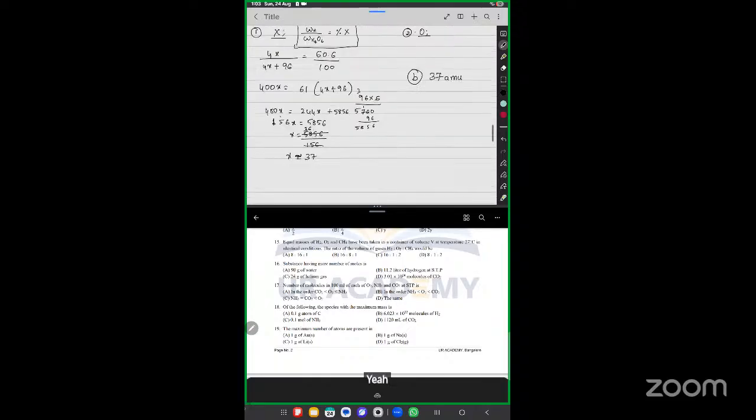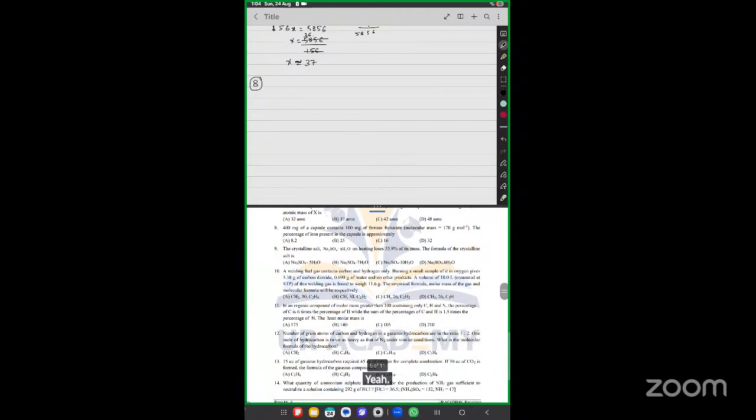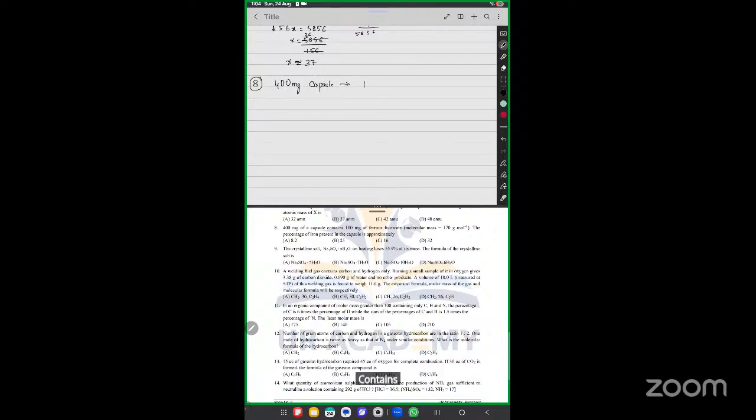Next one, the eighth one. Is it 8.2? You got the answer? Yes, that's the right answer. So I'll do it. A 400 mg capsule contains 100 mg of ferrous fumarate, right? So a 400 mg capsule contains 100 mg ferrous fumarate.